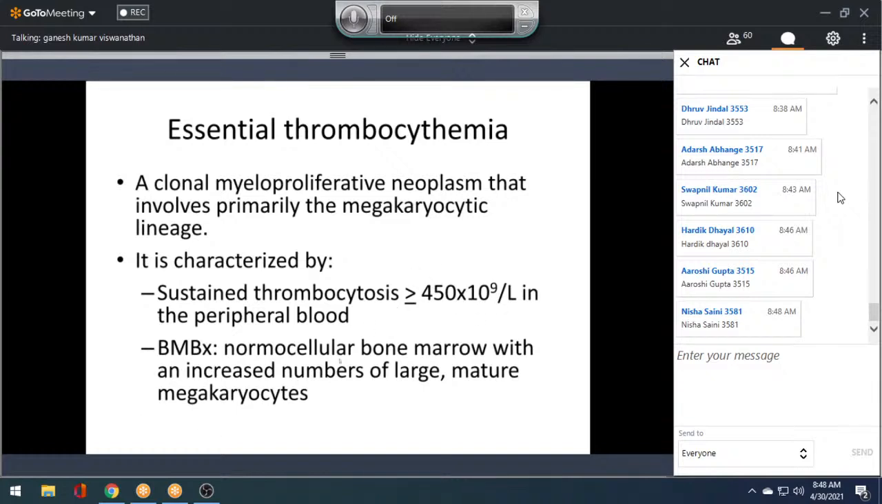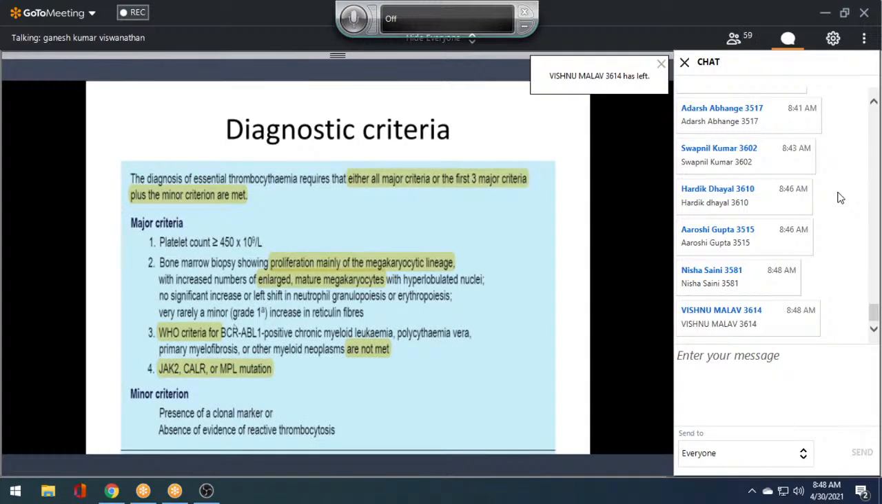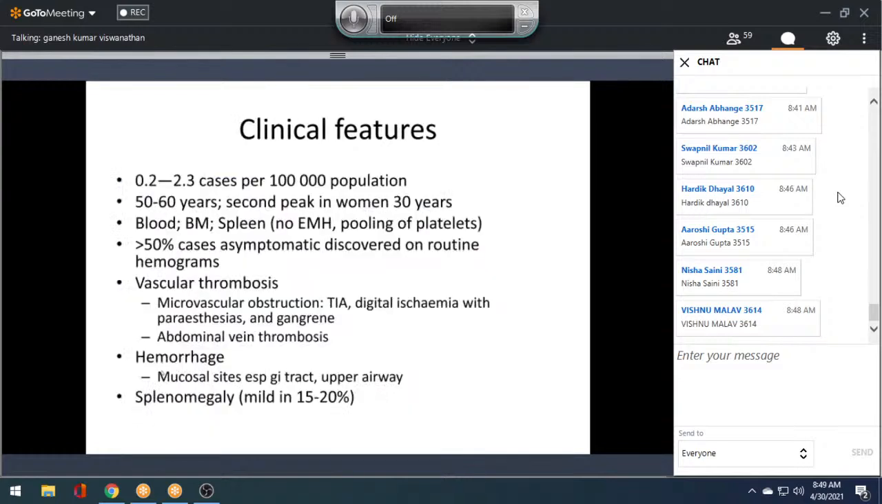Here, the bone marrow biopsy shows a normocellular bone marrow, but there is an increased number of megakaryocytes. It is primarily a disease involving the megakaryocytic lineage. How do we diagnose this? The platelet count is high, more than 4.5 lakhs. Bone marrow biopsy shows proliferation of the megakaryocytic lineage. And we have one of these JAK2, CALR or MPL mutations.